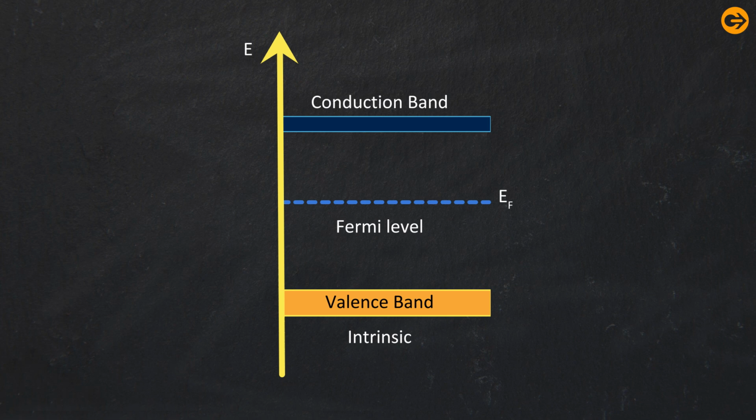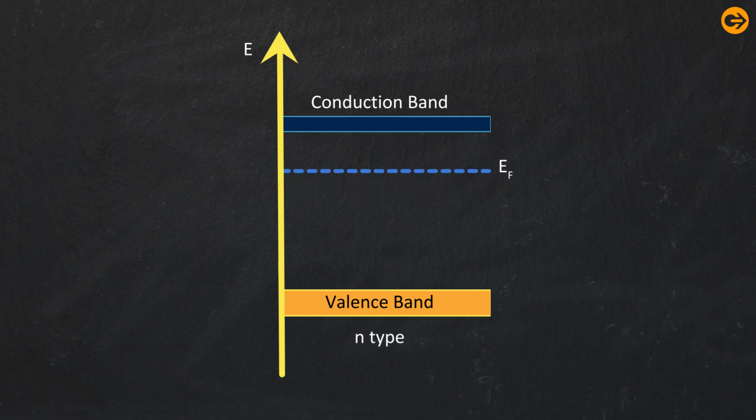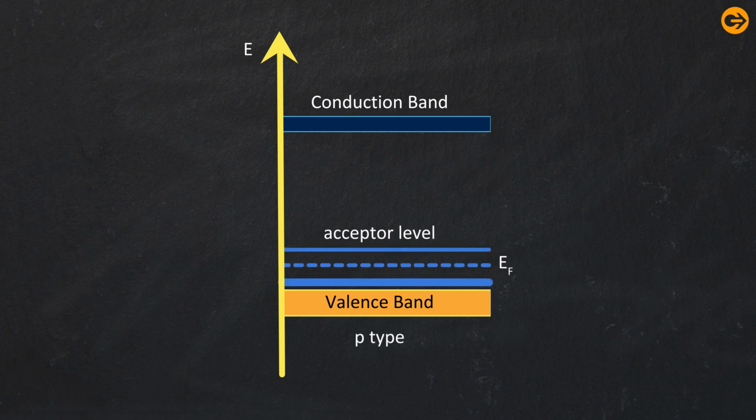This can be compared with the Fermi level when the temperature is increased. The position of the Fermi level is in the middle between conduction and valence band in case of intrinsic semiconductor. If the semiconductor is of n-type extrinsic semiconductor, the Fermi level will shift near the conduction band. If the semiconductor is of p-type extrinsic semiconductor, the Fermi level will shift near the valence band.